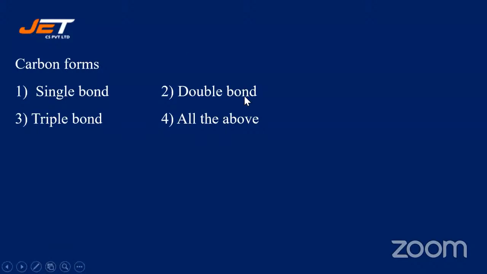Carbon forms single bond, double bond, triple bond, all the above. Yes, 15 seconds to answer. Good. Sai Vardhan, please check. Most of you are giving me the right answers. Sai Vardhan, Gayatri, Akhilesh, Shashank, please check your answers. Yes, we shall go with the key. It is option 4. Option 4 is absolutely right. Carbon can form single bond, double bond, and triple bond.